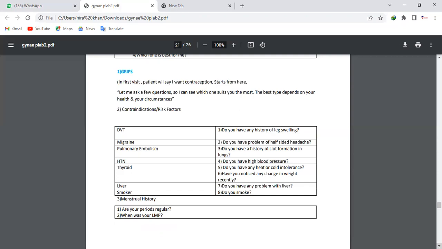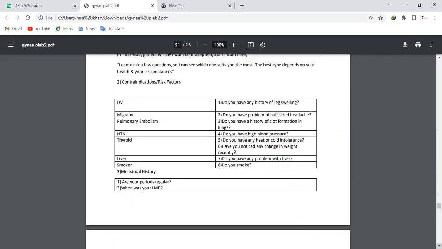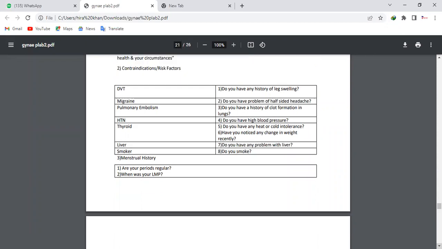Then ask, first of all, start from the contraindications or the risk factors. Do you have any history of leg swellings? Do you have any problem of left half-sided headache? Do you have a history of clot formation in the lungs? Any history of blood pressure? Have you had any heat or cold intolerance? Do you have any problem with the liver? Do you smoke? Because these are all contraindications for the use of combined oral contraceptive pills. So you have to ask them.